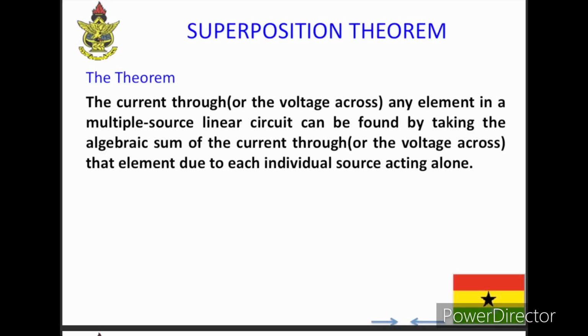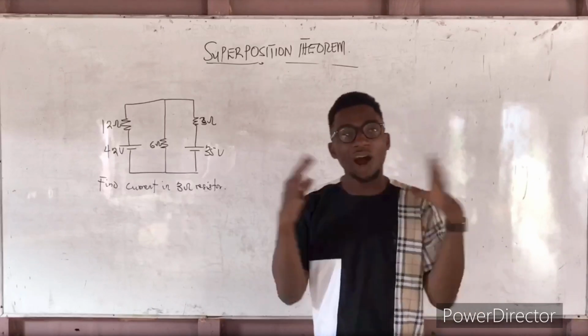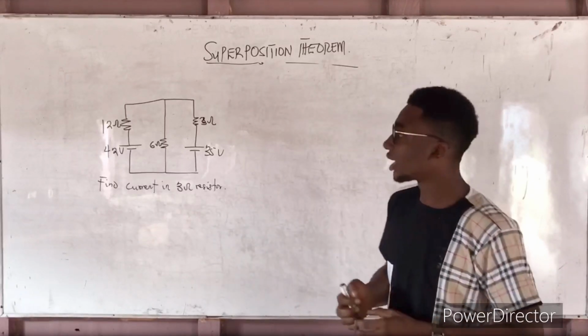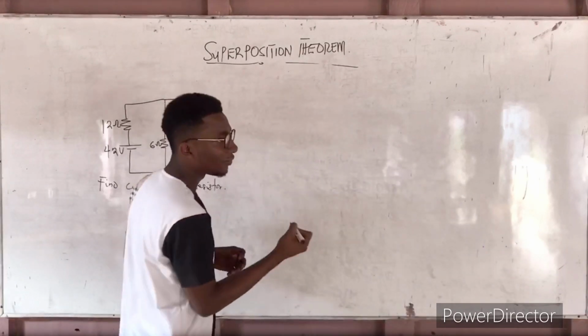The theorem states that the current or the voltage across any element in a multiple source linear circuit can be found by taking the algebraic sum of the current through or the voltage across that element due to each individual source acting alone.